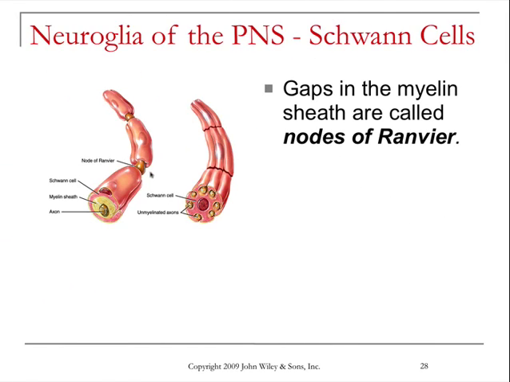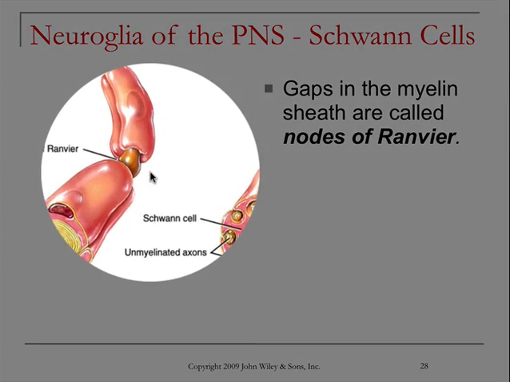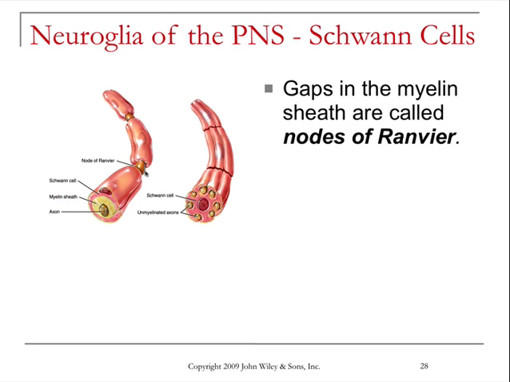Another feature that we can see that is characteristic of myelinated axons is the fact that the myelin sheath is not continuous down the length of the axon. Rather, there are gaps in the myelin sheaths, and these are called nodes of Ranvier. We'll look at the significance of these later when we talk about the transmission of an action potential down an axon.